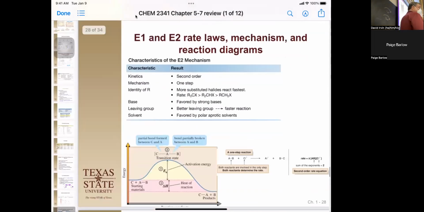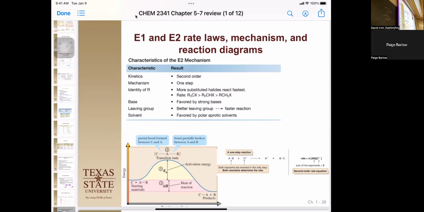All right, so then let's look at the different reactions, their rate laws, and their reaction diagrams. Okay, so when we're talking about our E2 mechanism, it's second order because your base has to pull the proton off as those electrons are flicking down as the leaving group leaves. So it's a one-step concerted reaction, meaning that tertiaries are better than secondaries, better than primaries. It's favored by a strong base and favored by polar aprotic solvents.